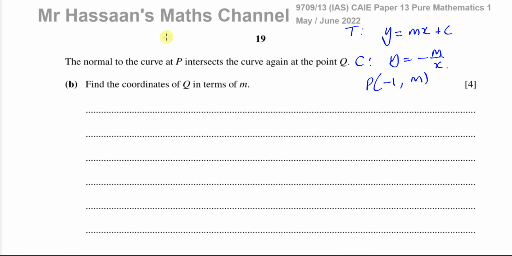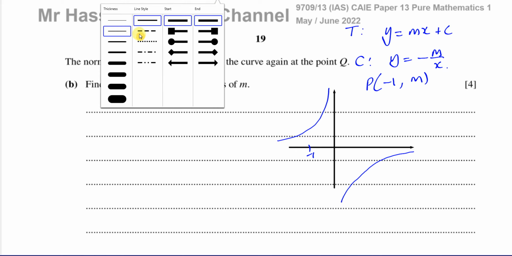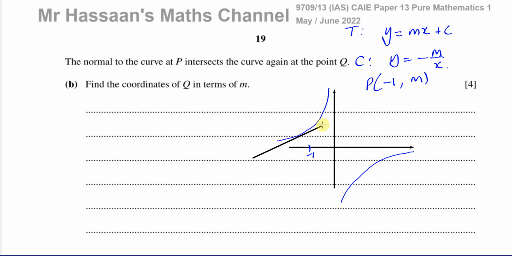Now, it tells us about the normal to the curve, so I'll just make a quick sketch again. We've got the curve that looks something like this, and you have this side as well. At -1, you have a tangent to the curve going something like this. The tangent touches the curve at -1. It doesn't pass through it. That's -1 and m, that's the point P.